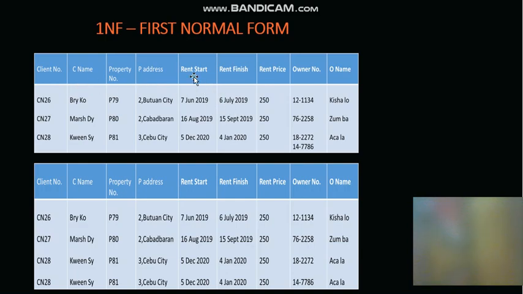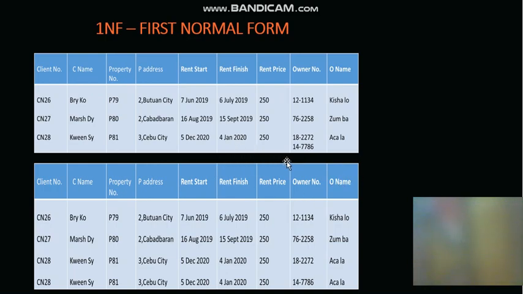And what I did is I take the client number, the client name, the property number, address, rent start, rent finish, rent price, owner number, and owner name. So now we have to separate it. In the next table, we have to put the redundant data.